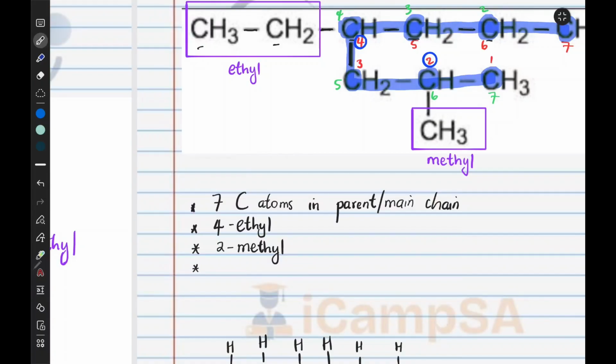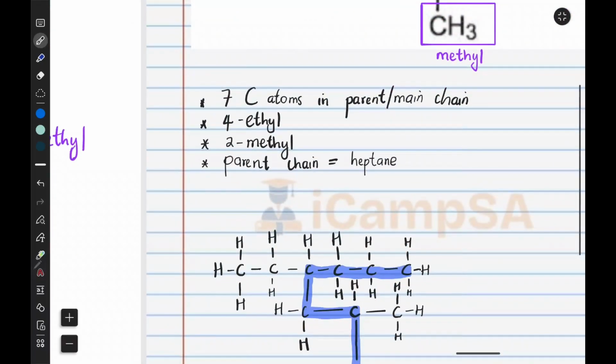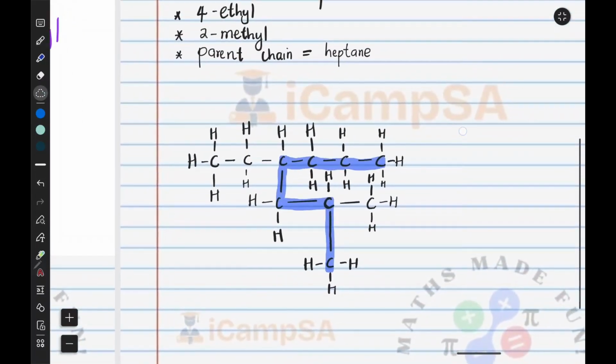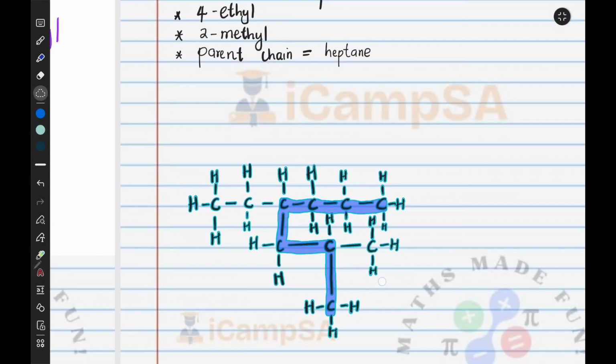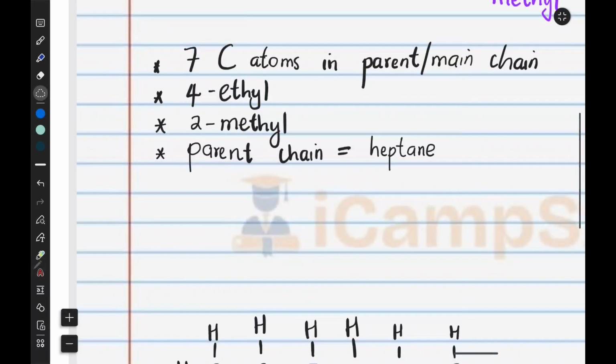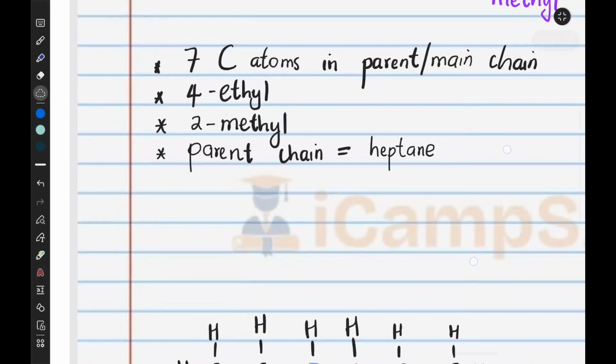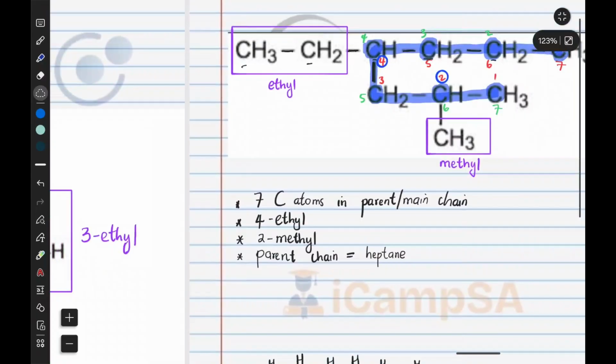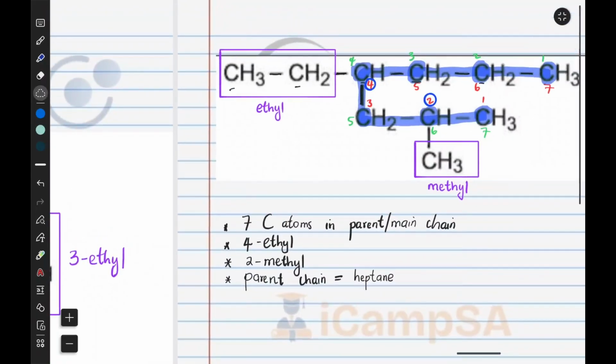And then what else do we have? We have the parent chain name. That's something else that we have. It will be heptane, because it's 7 carbon atoms. So heptane works. So now from here on, we can start with our full name. Remember, we separate numbers and letters using dashes, but numbers and numbers using commas. For now, there's no example that allowed us to separate numbers and numbers.